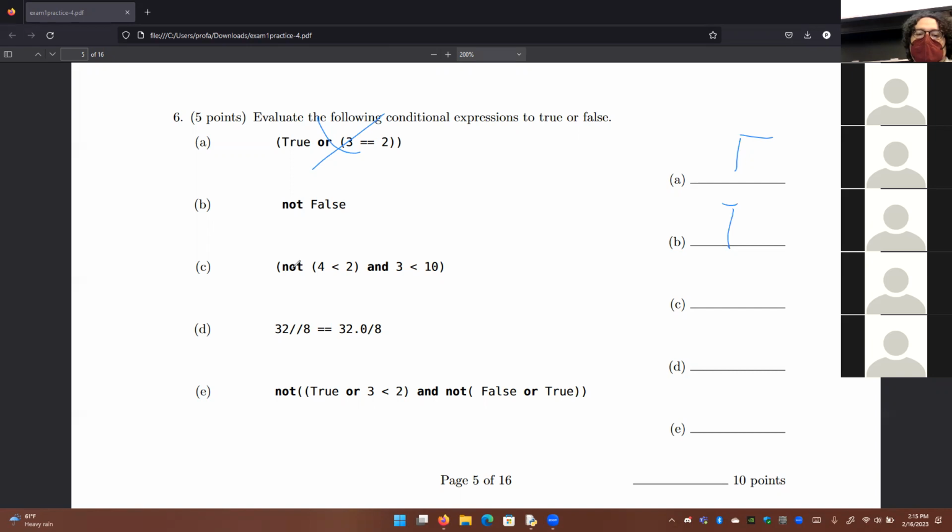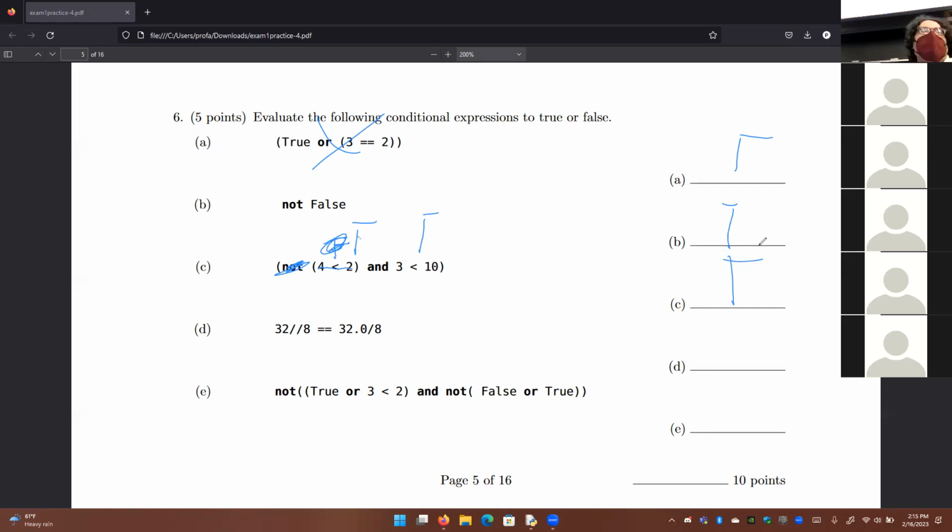not 4 less than 2. So 4 less than 2, that is false. And then the not flips the false to true. So this side is true. And 3 less than 10, 3 is less than 10. That's true. Both sides are true, so this is true.